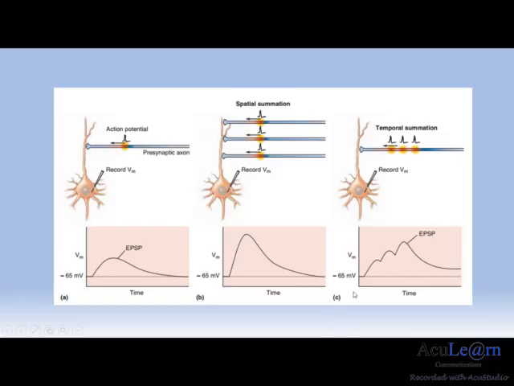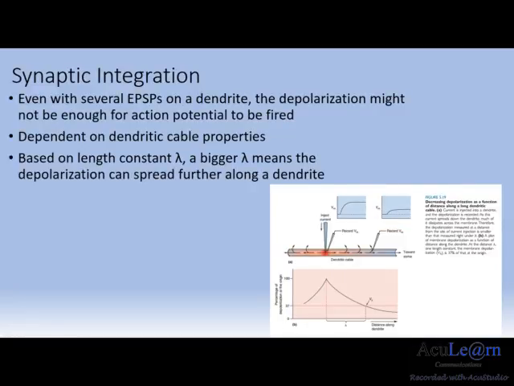In C, temporal summation is shown where the presynaptic axon fires several rapid action potentials quickly, resulting in EPSPs that add up together as they are being triggered. Despite having several EPSPs on the dendrite, the depolarization still might not be sufficient enough to generate an action potential.